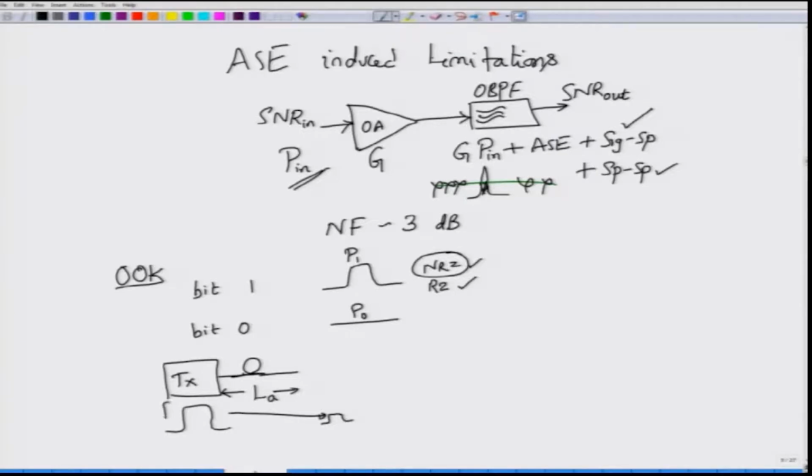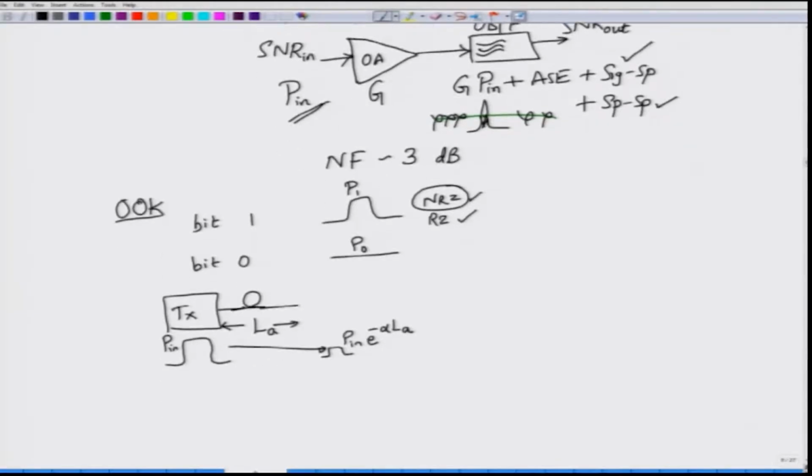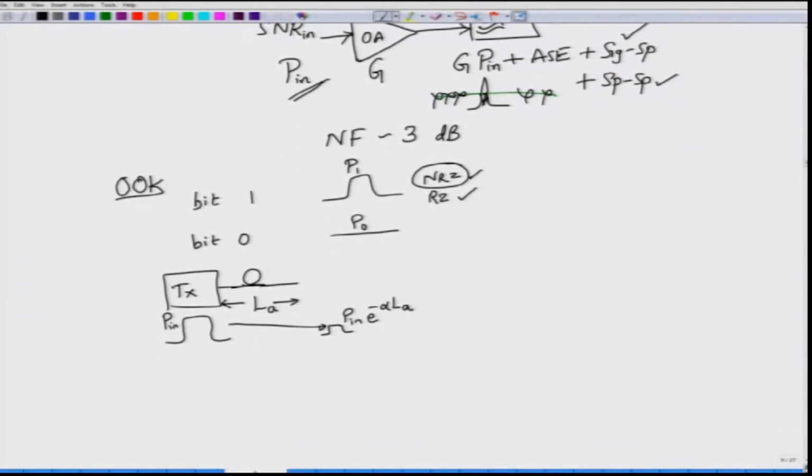Okay. So, you started off with say some P in. The power that you get here will be P in e to the power minus alpha into LA, where alpha is the attenuation coefficient of the fiber, LA is the length of the fiber that you have connected. If this happens to be less than the sensitivity of the detector, then it would not be possible for us to realize that there is actually a pulse that has been transmitted.